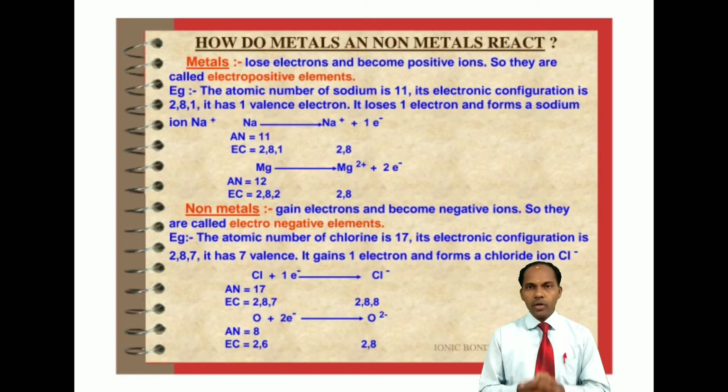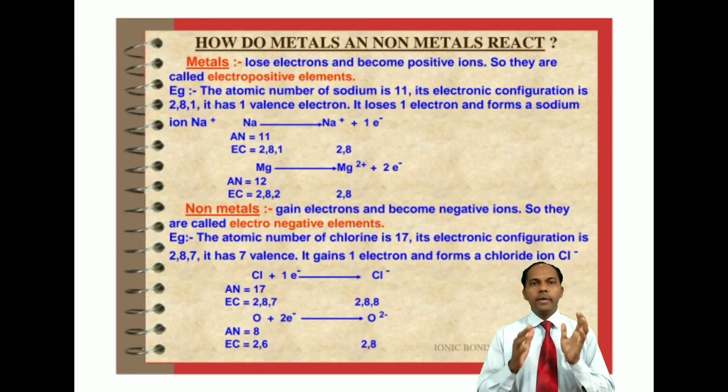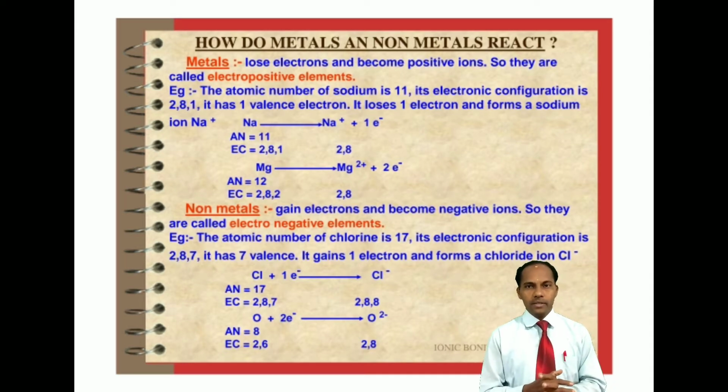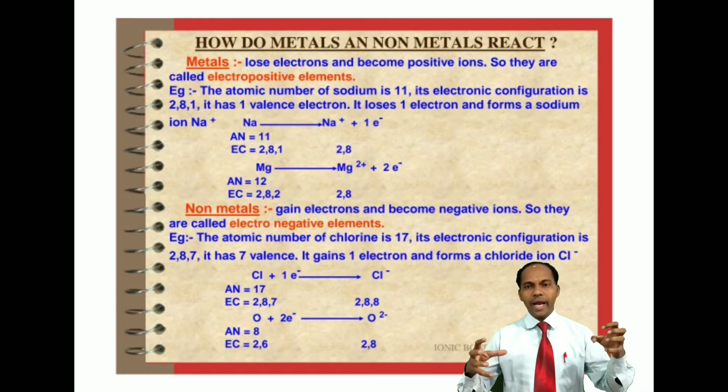And non-metals gain electrons and become negative ions, so they are called electronegative elements. For example, chlorine, its atomic number is 17, its electronic configuration is 2, 8, 7, and the number of valence electrons is 7, so it gains 1 electron and forms a chloride ion. So now we will think about the metals and non-metals.